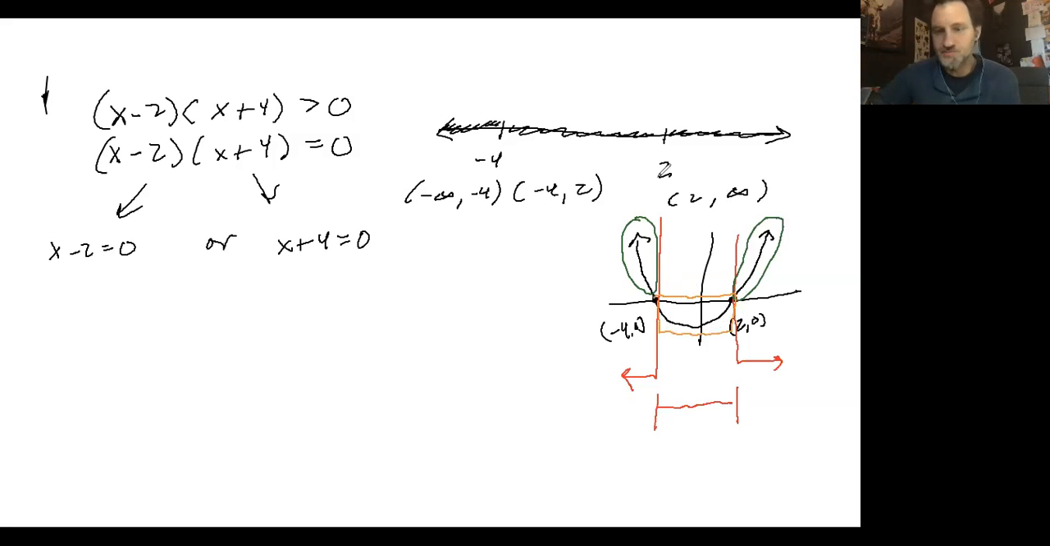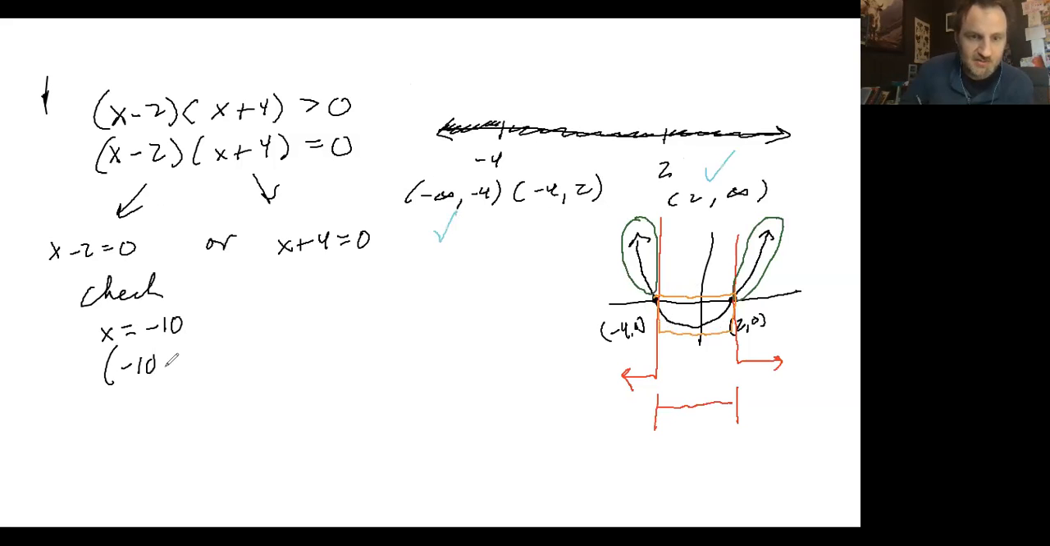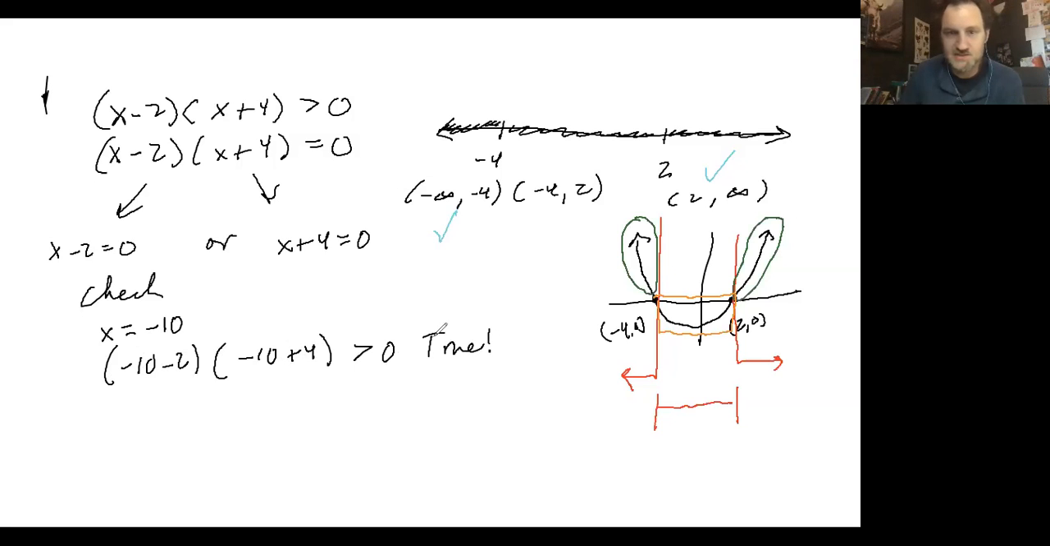So I visually answered my question, which is I can see that what I want is this one and this one. Now, just a quick check. I mean, I don't have to just use my visual intuition. I can use numbers to kind of crunch this out. I could check x equals -10. Well, let's look. -10 minus 2 and -10 plus 4 is greater than 0. That's true. I didn't even have to multiply because this is a negative and this is going to be a negative. A negative times a negative is positive.